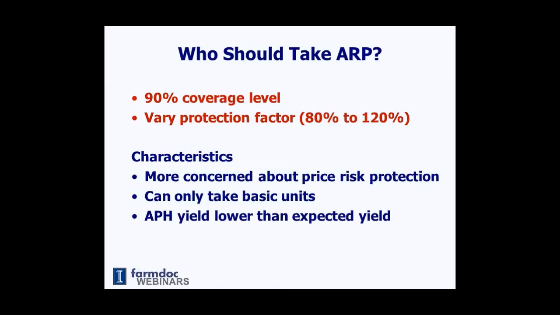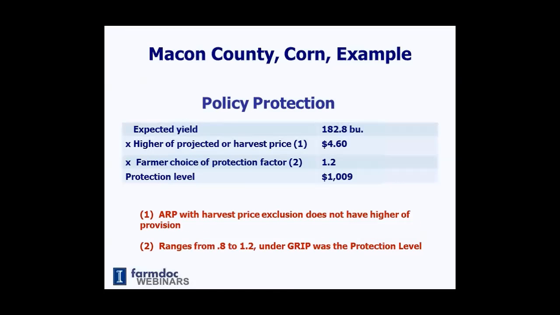When we're taking ARP, we would suggest taking it at 90% coverage level, and again varying the protection factor, which varies from 80% to 120%. Varying that protection factor will raise or lower the premium, and will do the same thing to payments when they happen. Example of the premiums for ARP, you can see here how the protection factor impacts the premiums at a 90% coverage level. 1.2 protection factor has a $43 cost. We can lower that to $28 by using a 0.8 protection factor.